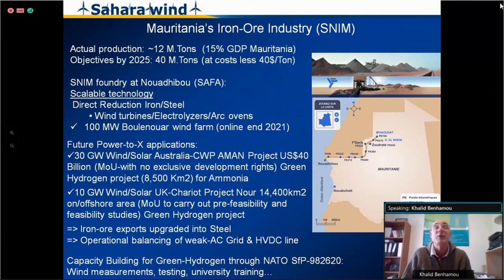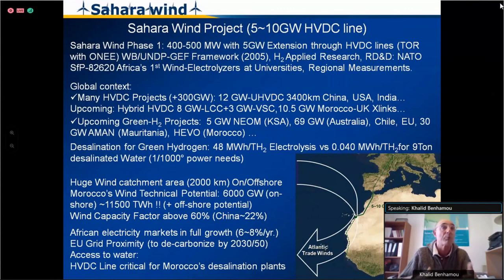So there are lots of different mega projects now that look either to supply global markets with ammonia or even to connect large renewable capacities through undersea cables to different markets. What is interesting in terms of high voltage direct current projects in the world, where there are over 300 gigawatts operational, is first of all the scale. The largest ones are 12 gigawatts, over 3,400 kilometers in distance.